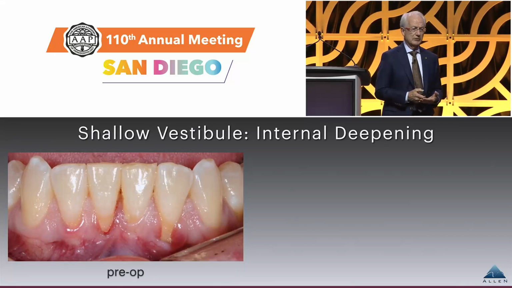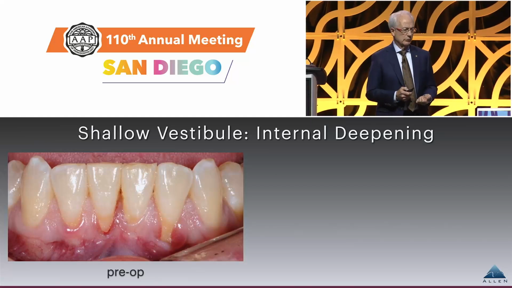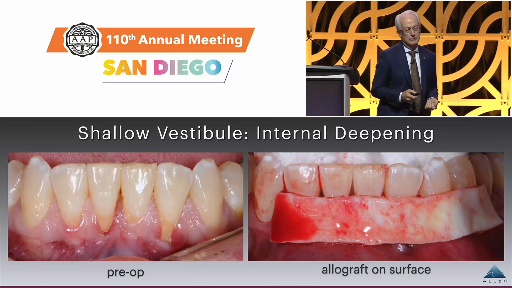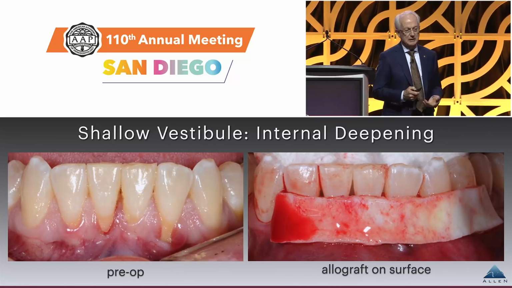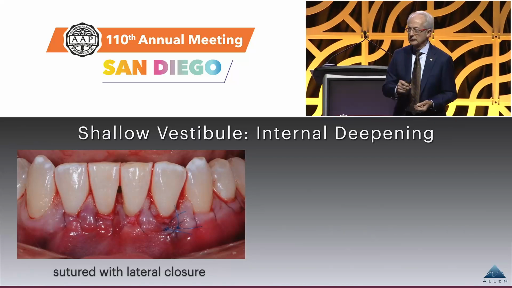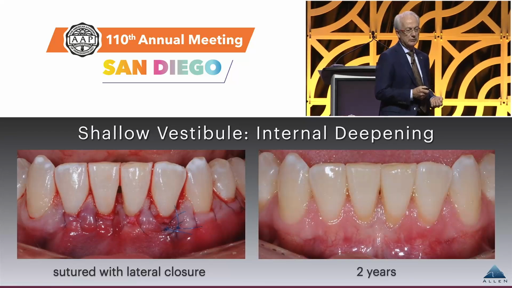A more recent case, really difficult to even get a photograph because the vestibule was so shallow. And recession, class 3 recession, no attached gingiva. So same technique, allograft on the surface, inserted and sutured. Here I did lateral closure, which I'm coming to speak a bit more about. And then you see a 2-year outcome.